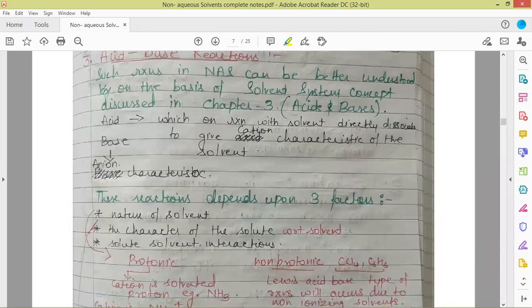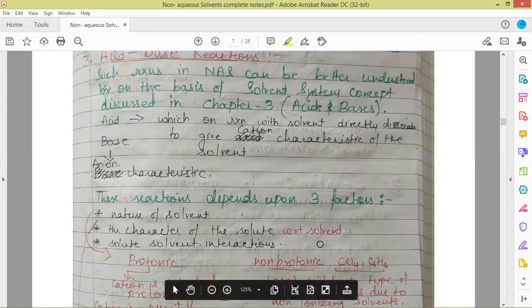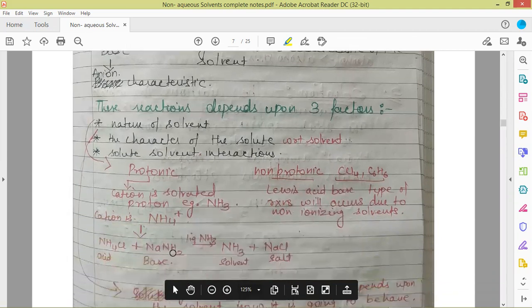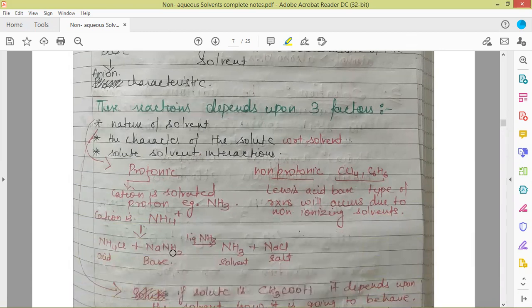So in such cases, the reaction will depend upon three factors: the acidic or basic nature of the solvent, the character of the solute with respect to the solvent, whether it will be acidic or basic, and the solute-solvent interaction, what kind of interactions will be there between solute and solvent. So say we have a protonic solvent, so the cation is the solvated proton here.